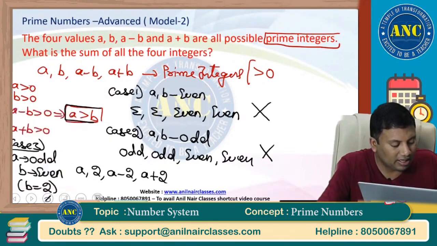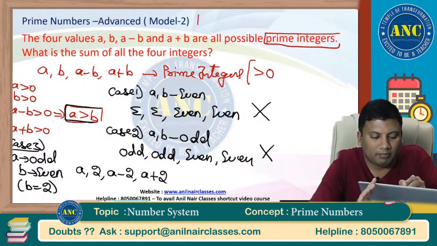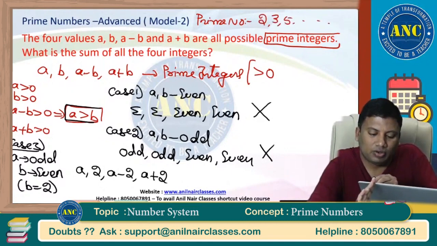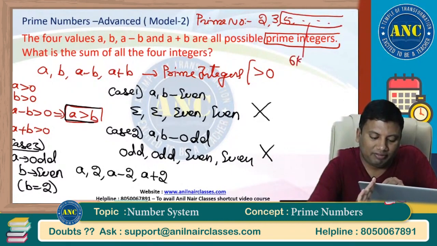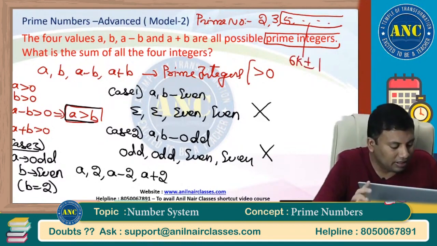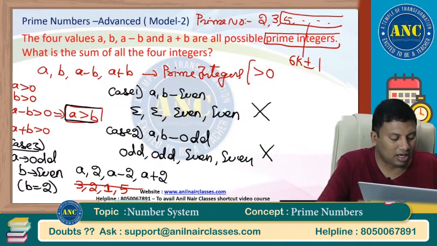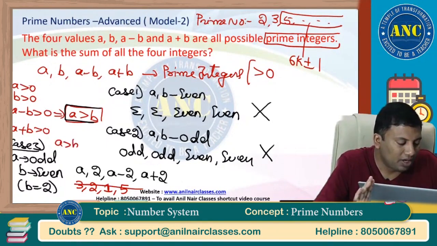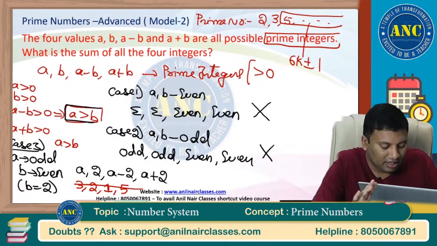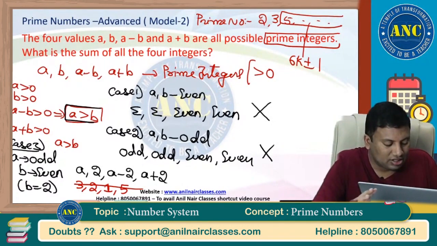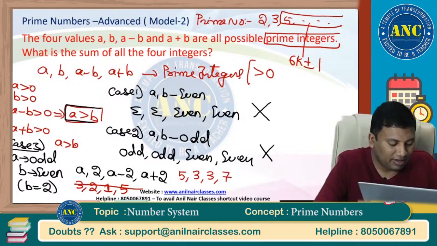A is greater than B. The prime number series will be 2, 3, 5 and so on. Any prime number greater than 3 is of the form 6k plus or minus 1. So let me take 3. 3, 2, 3 minus 2, 3 plus 2. 1 is neither prime nor composite. Remember, after 2, the next immediate prime number is 3. Next is any prime number greater than 3, of the form 6k plus or minus 1. Let me take 5. 5, 2, 5 minus 2 is 3, 5 plus 2 is 7. So 5, 2, 3, 7, one quadruple we got.